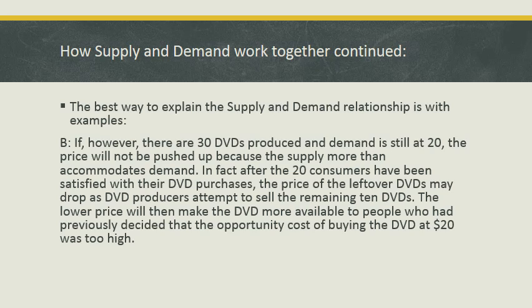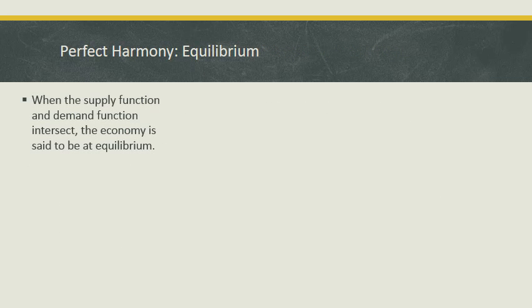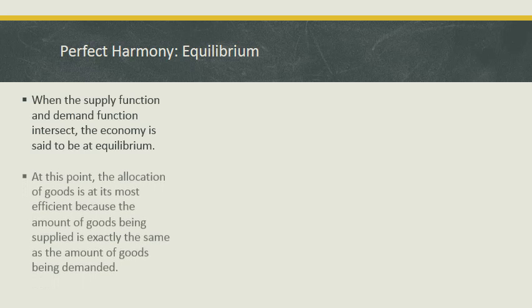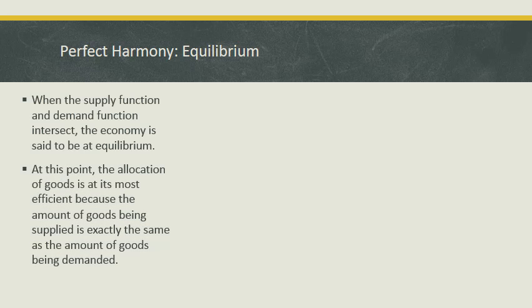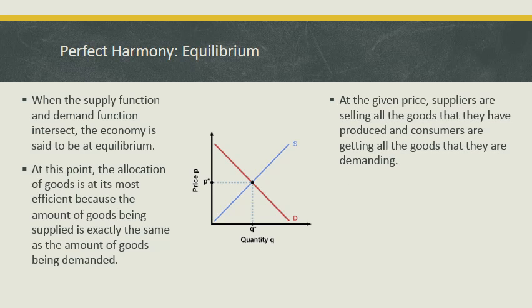The lower price will then make the DVD more available to people who had previously decided that the opportunity cost of buying the DVD at $20 was too high. When the supply function and demand function intersect, the economy is said to be at equilibrium. At this point, the allocation of goods is at its most efficient because the amount of goods being supplied is exactly the same as the amount of goods being demanded.